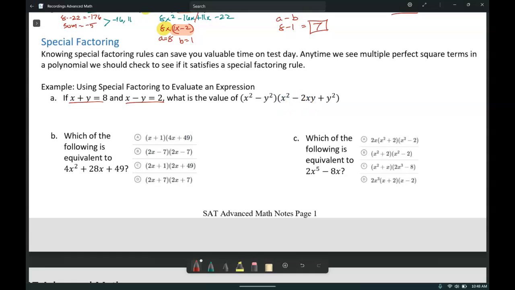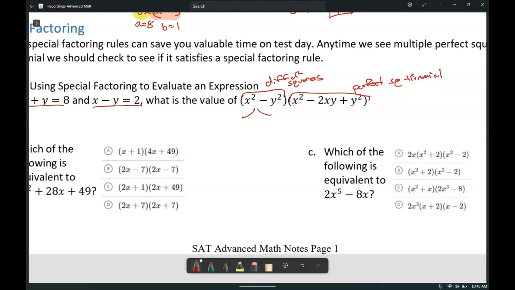But if we analyze these really closely, we can see that this is a difference of squares, and this is a perfect square trinomial. So when we have the perfect square trinomial and the difference of squares, we can go ahead and factor them by using the patterns. x plus y, x minus y for the difference of squares, and then x minus y squared for the perfect square trinomial.